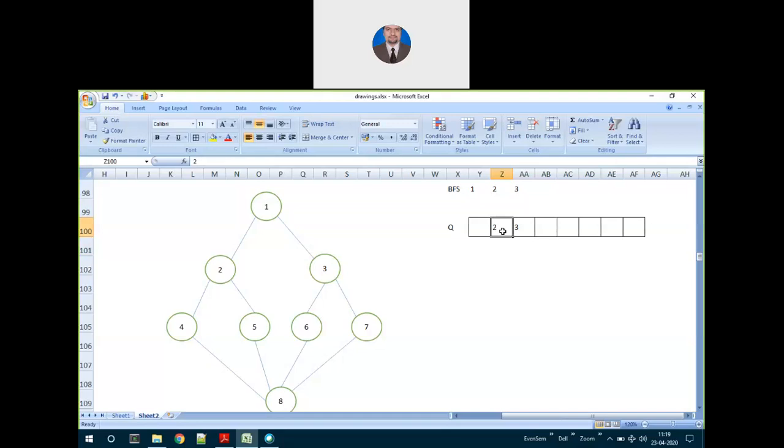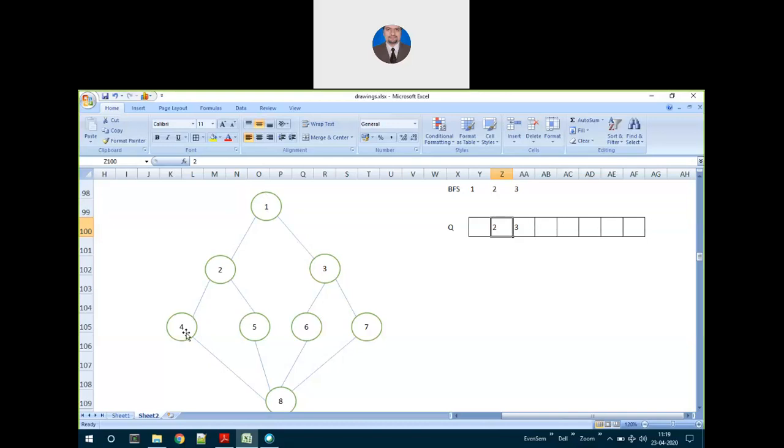In order to explore 2, what is the basic rule? I need to find the adjacent vertices of this particular vertex 2. What are the adjacent vertices? 1 is one vertex, 4 is the second, and 5 is the third. Among these 3, 1 is already explored, so no need to bother about it. So the other 2 I will be looking into are vertex 4 and vertex 5.